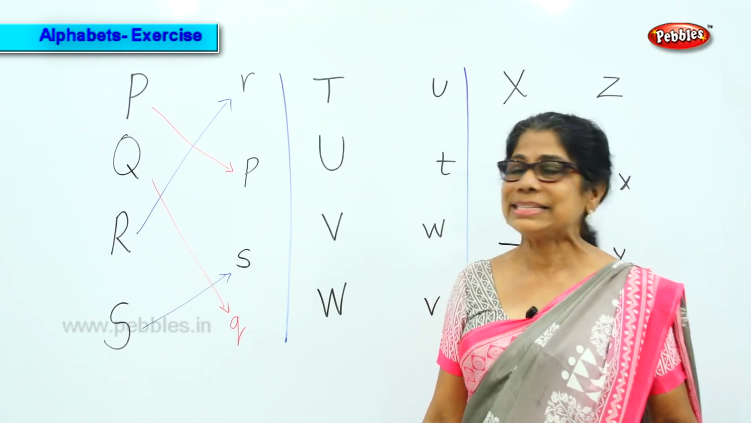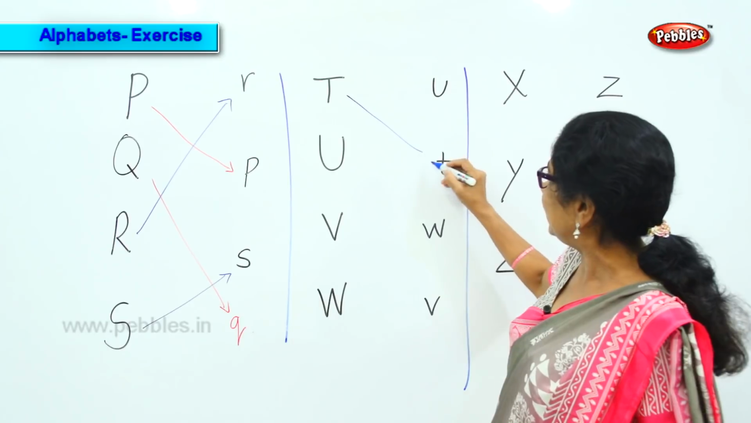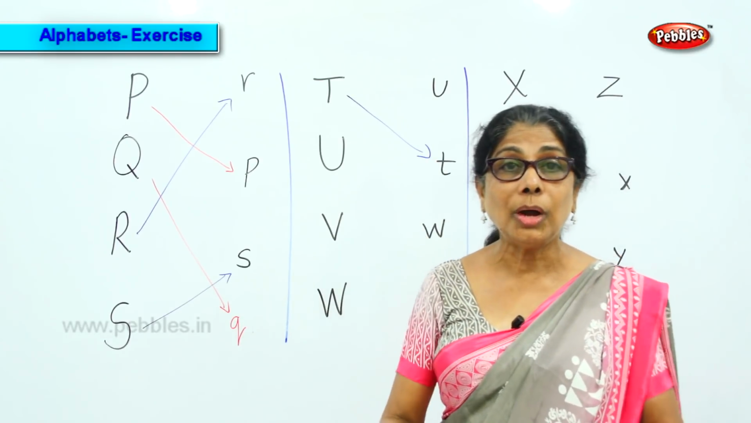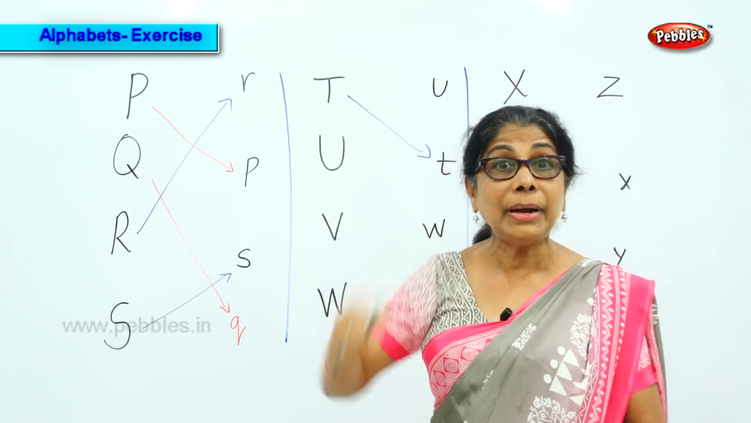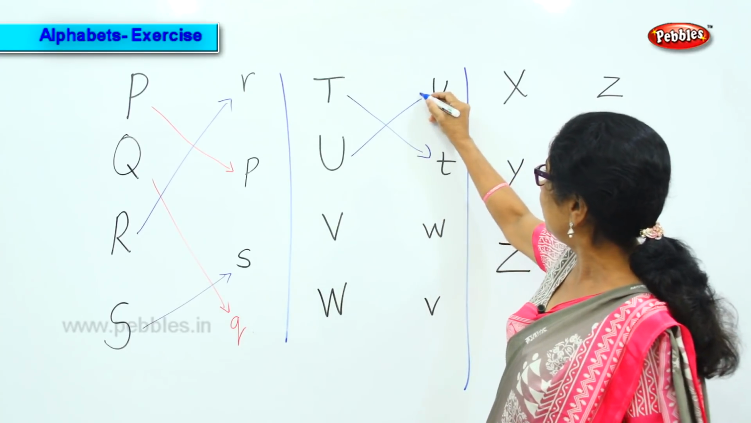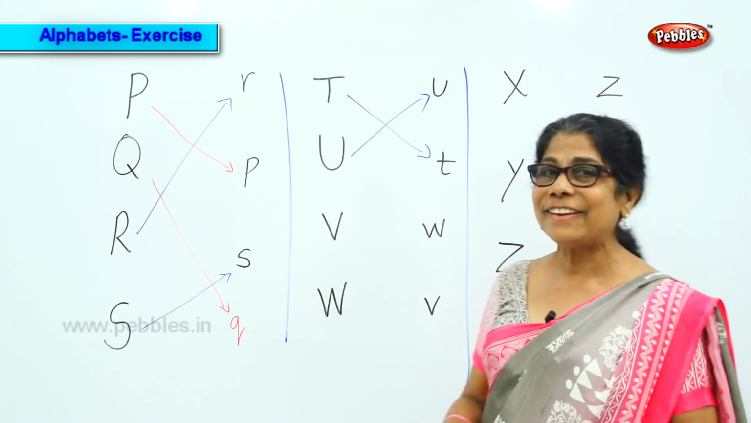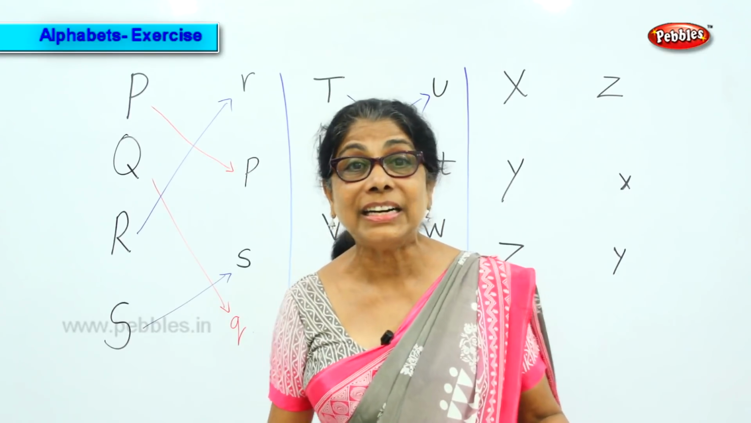T, T, T. Where is the small T? Yes. Then you have U. Up goes the umbrella. Very good. And the next we have V. Village.